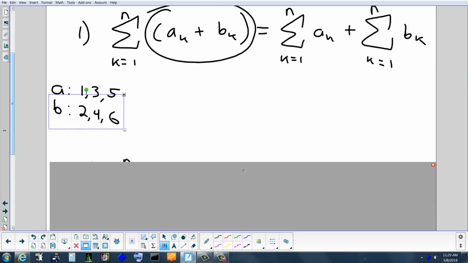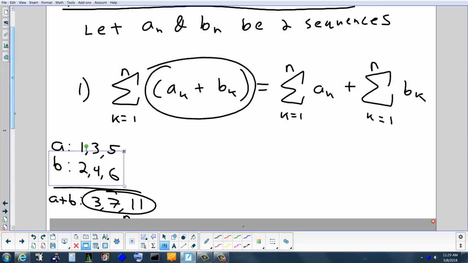1 plus 2. I'll just put it right here. 1 plus 2 gives me a 3. 3 plus 4 gives me a 7. 5 plus 6 gives me an 11. Any questions on what I just did? So I just added up the sequences term by term. First ones, second ones, third ones. 3, 7, 11 is what's right there.